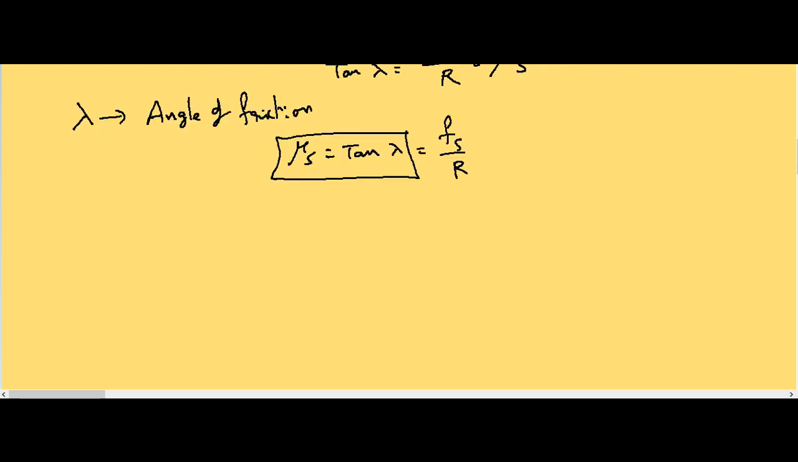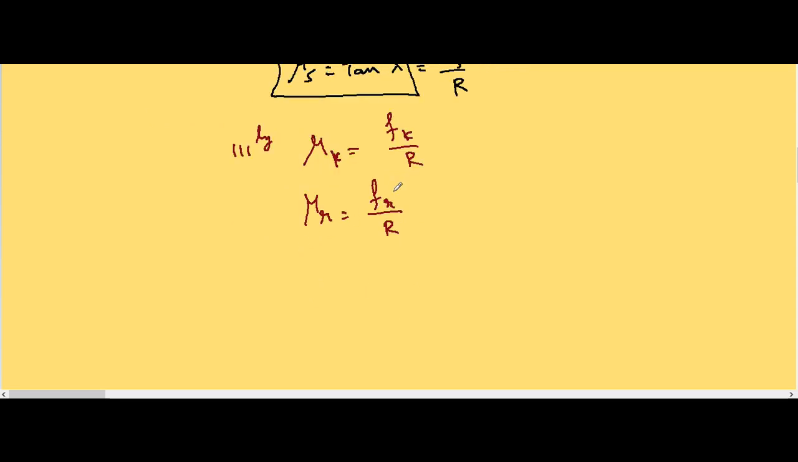In a similar way, you can define mu k as Fk by R, and mu r, the rolling friction coefficient, as Fr by R. We know that Fs is greater than Fk, which is greater than Fr, which implies mu s is greater than mu k, which is greater than mu r.